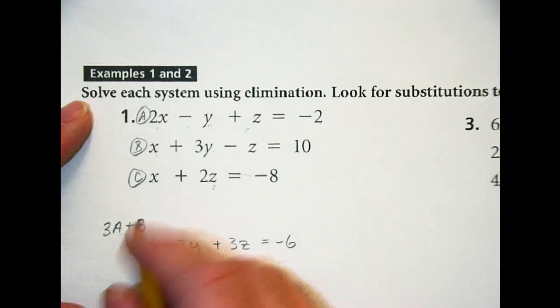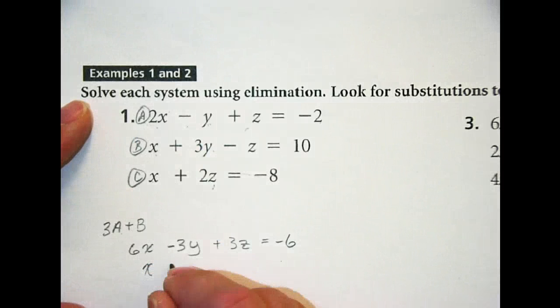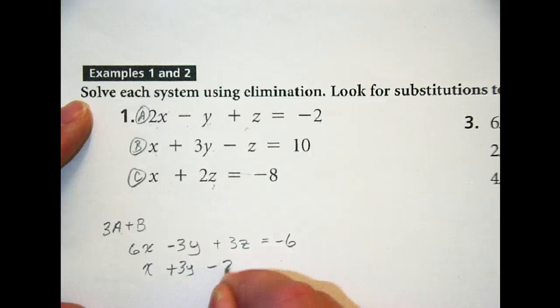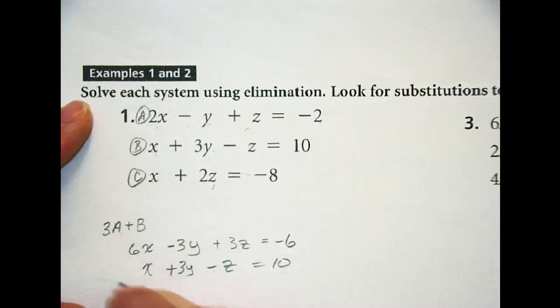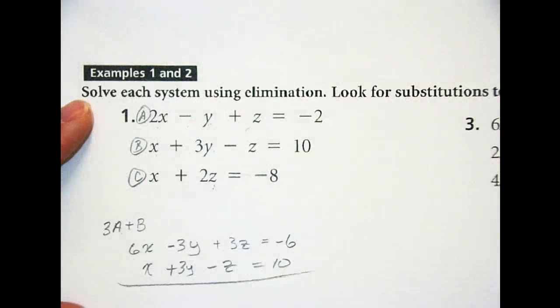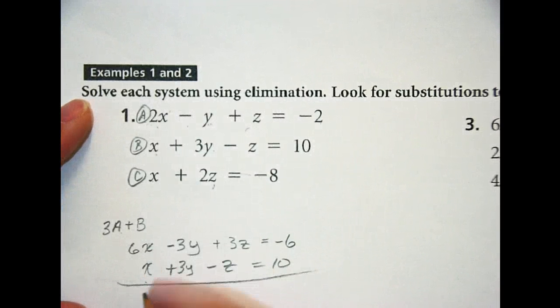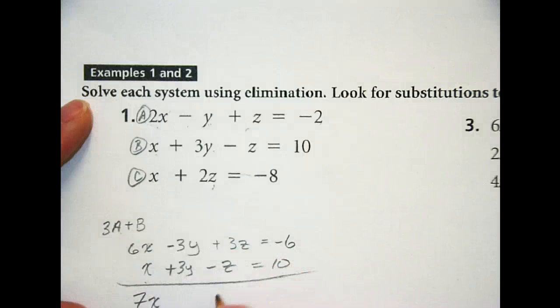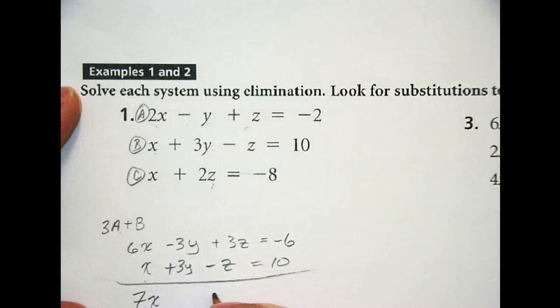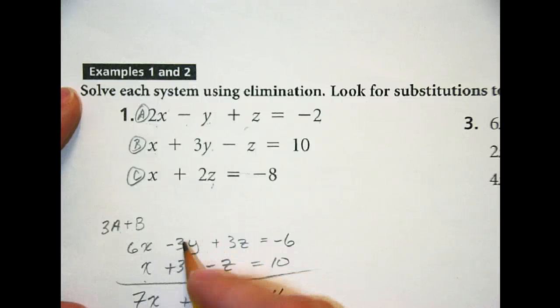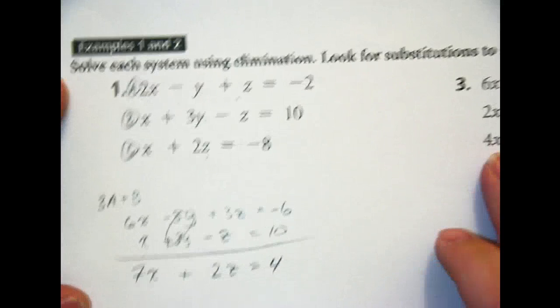Okay? And then we write down B. X plus 3y minus z. McCoy, do we have to write down B? We know what we're doing. Can't we just? I would. That's why I'm doing it. Okay? So we get 7x and we get 2z equals 4. And that's a positive 2z. This one disappeared. Okay.